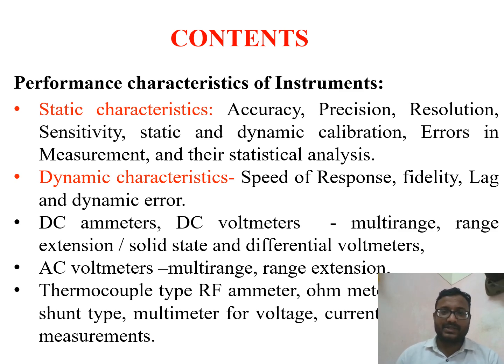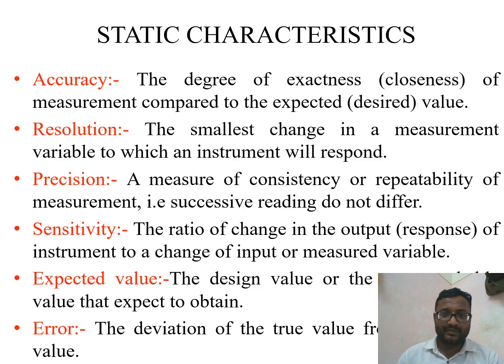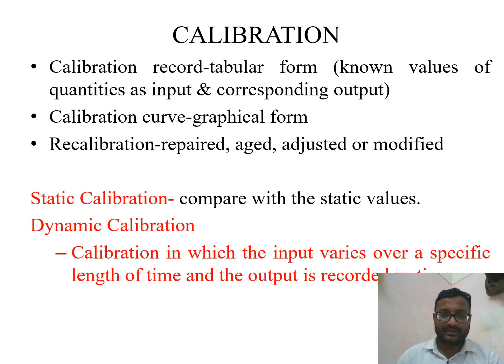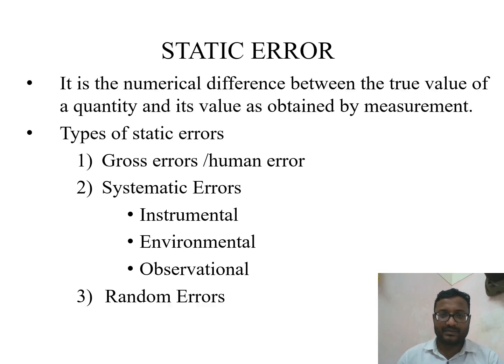And we can go on to some others, like static error or gross errors, human error, systematic error, instrumental error, environmental error, observational and random errors.